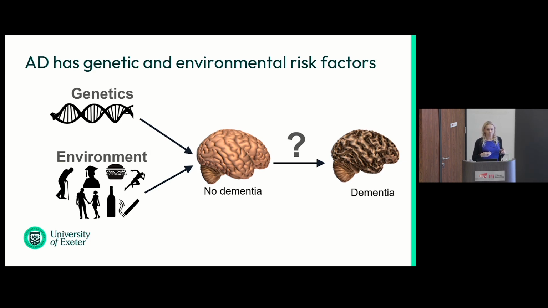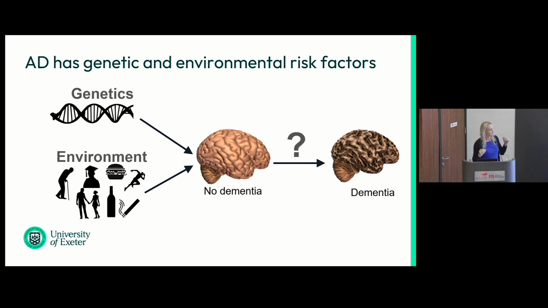We also know that environment's important, and some of the recent studies in the last 5 to 10 years have shown that a number of environmental and lifestyle factors, such as physical exercise, the amount of alcohol you drink, and social interactions, can also increase your risk of developing Alzheimer's disease. And there was a study from some colleagues at the University of Exeter showing that even if you've got a high genetic risk for Alzheimer's disease, so you've got lots of the SNPs that can increase your risk of disease, you can actually reduce your risk of developing Alzheimer's disease with a healthy lifestyle.